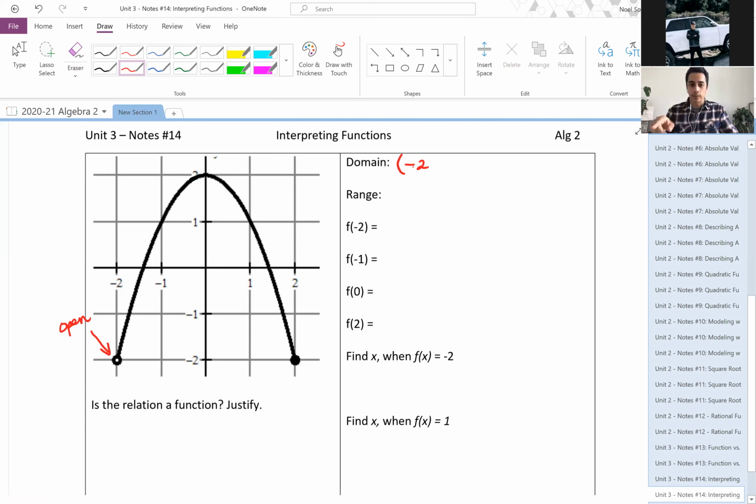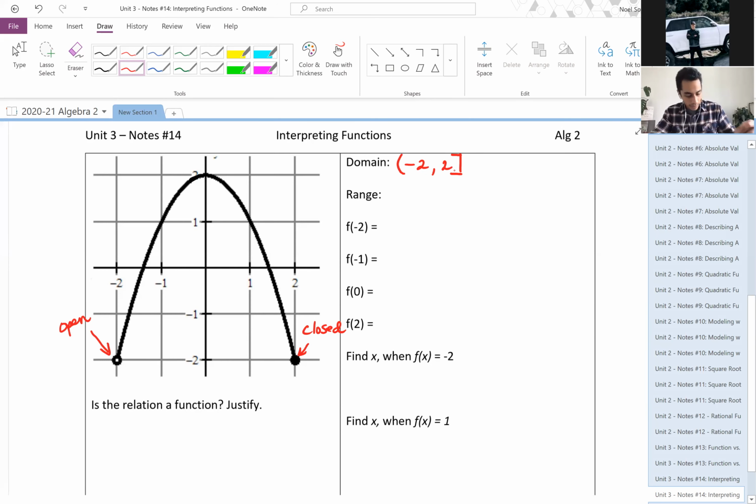Then we follow the curve all the way to the right. What would you say is the furthest to the right that the graph goes along the x-axis? Yeah, it would be 2. This time, this is very clearly a closed circle. You see how it's filled in. If it's closed, do we include 2? Yeah, we can include 2, so therefore we use the bracket, the one that looks like a square. That includes 2, but does not include -2. So that's domain. Pretty simple. We just follow open and closed.